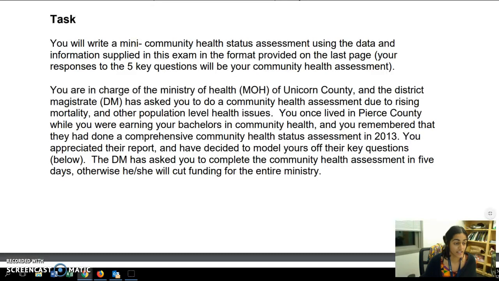So your task is to write a mini community health status assessment using the data and information supplied in this exam, in the format provided on the last page of the exam, which is just 5 questions. So your whole assessment is answering those 5 questions.